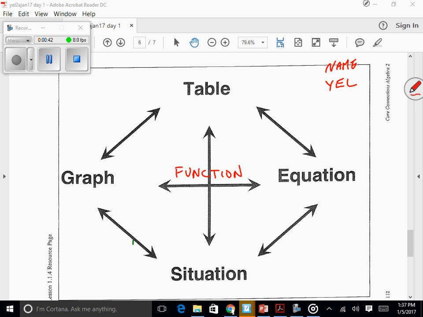All right, a function is an input to one output. I'm actually going to put input to only one output, and I'm going to underline only.